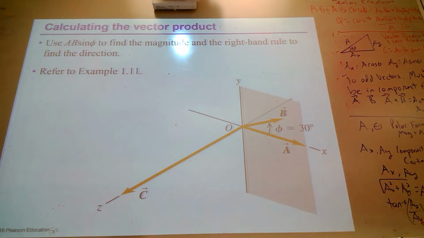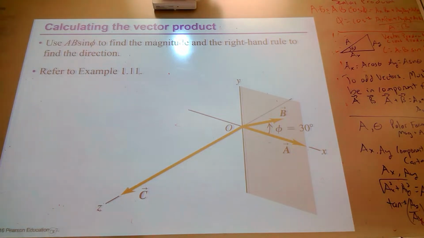Okay, so Cx is AyBz minus AzBy. Cy is AzBx minus AxBz. What does that mean? If you're given two 3D vectors you're crossing, you're going to have 3D in your answer. So Ay is the Y component of the first vector, Bz is the Z component of the second vector, minus Az, the Z component of the first vector, times By, the Y component of the second vector, like that.